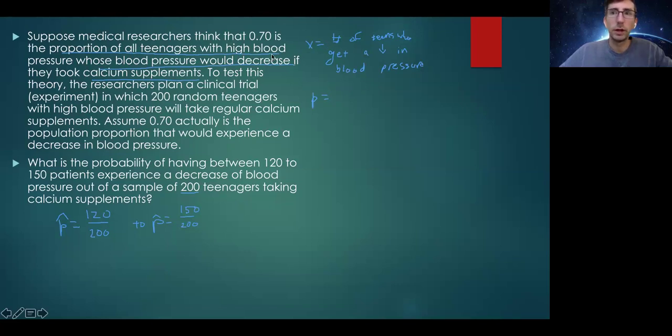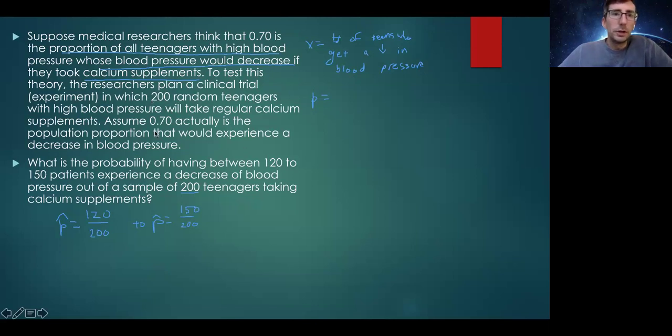So that's a categorical variable, right? It's either yes or no. If you take this calcium supplement, your blood pressure either goes down, that's a yes. What's the other option? It either stays the same or could potentially increase. So it's either yes or no, so it's a categorical variable.